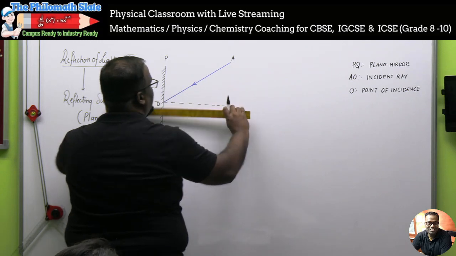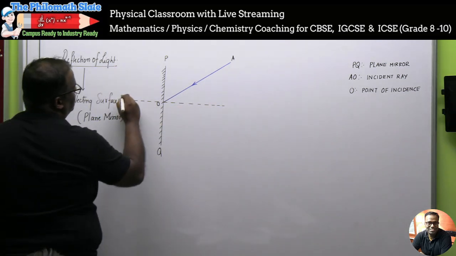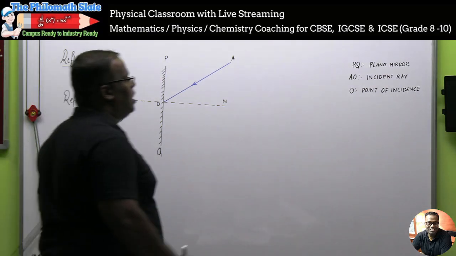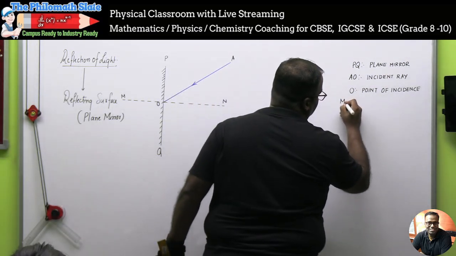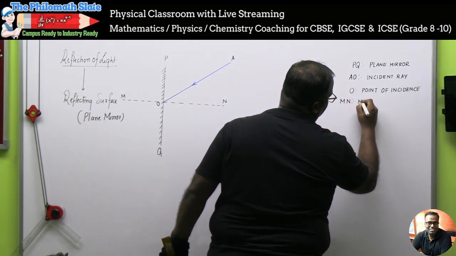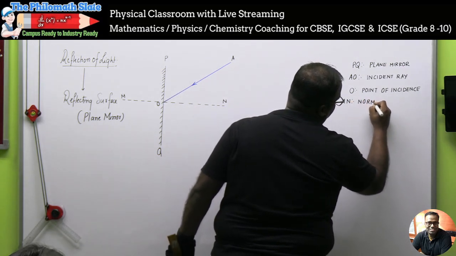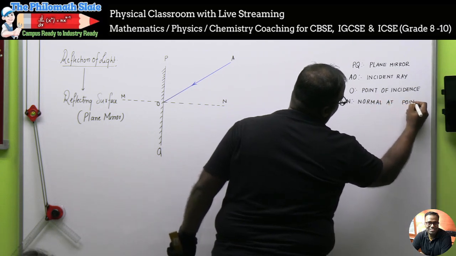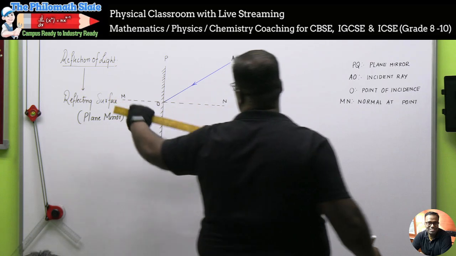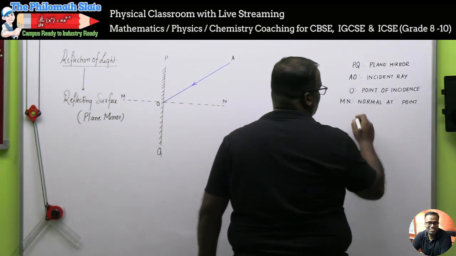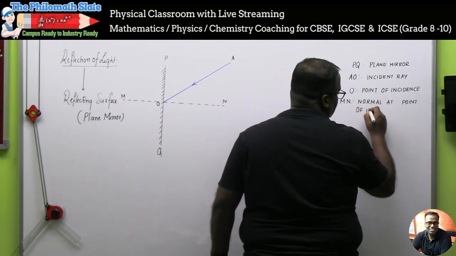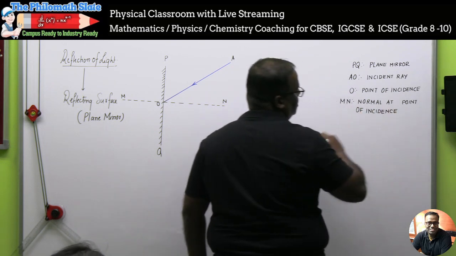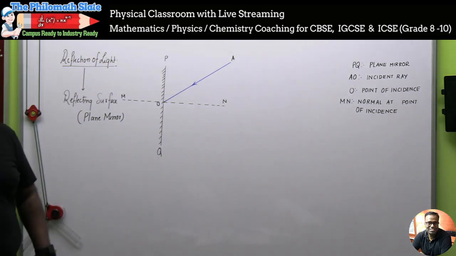We draw a perpendicular and we name this perpendicular as MN. MN. So MN को हम लिखेंगे, MN will be normal. Abnormal मत लिख देना. Normal at point of incidence. एरा गेरा नॉर्मल नहीं, यहां पे नहीं, यहां पे नहीं. नॉर्मल, वेरी स्पेशल नॉर्मल. नॉर्मल एट पॉइंट ऑफ इंसिडेंस. यार हैंडराइटिंग देखो यार, जबरदस्त. नॉर्मल एट पॉइंट ऑफ इंसिडेंस.